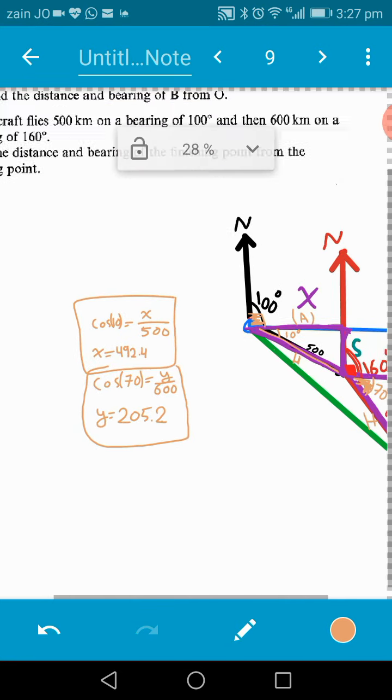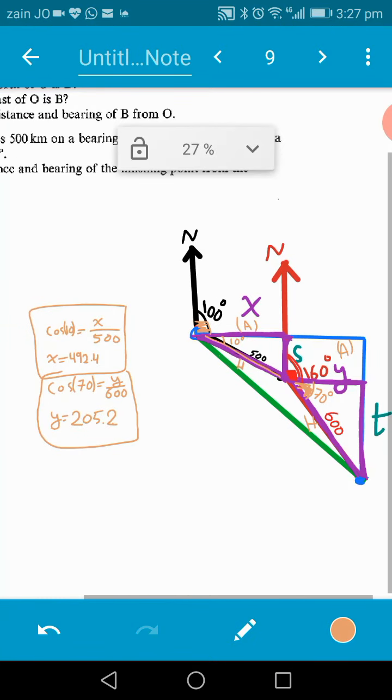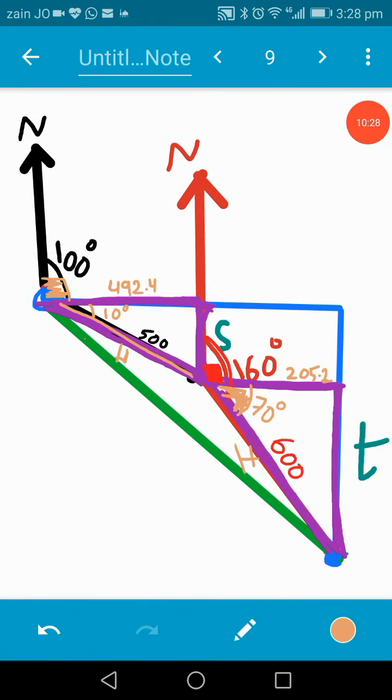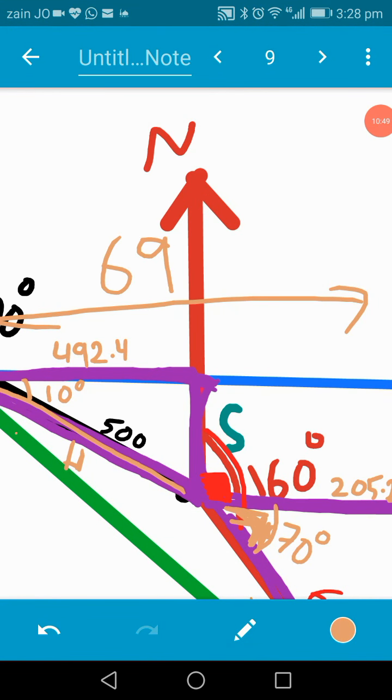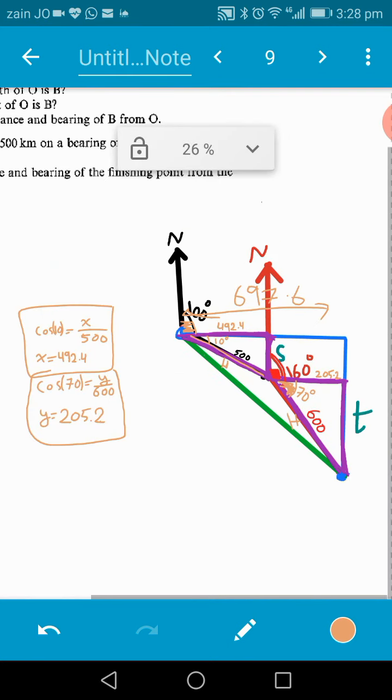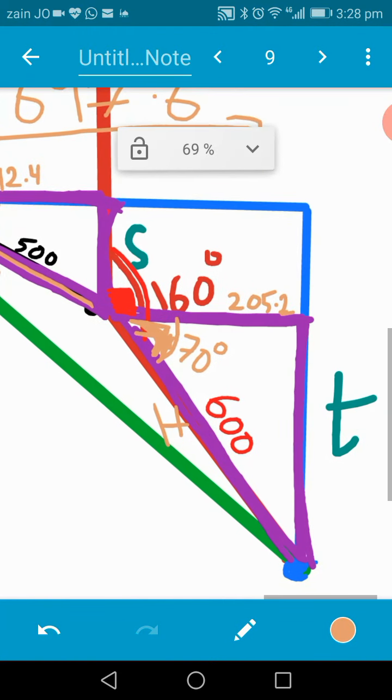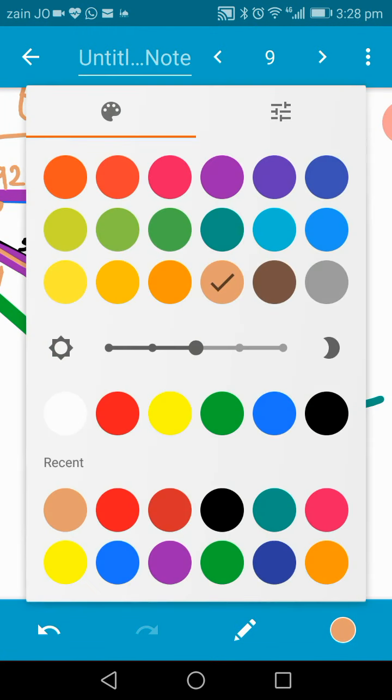Okay, so I'm going now to replace x and y by their values. Okay, teacher, so I wrote now here 492.4 instead of x and 205.2 instead of y. Now you can find the east distance. When you add them together, you get 697.6. Now, in the same way, find S and T.